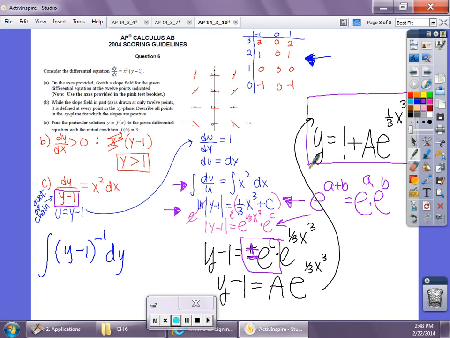Now the last piece that I need to do, which I'll do right above, is to use my initial condition. So my y value is 3, and it told me that my x value is 0, so that would be e to the 0, which is 1, so a is equal to 2. Therefore, I'm going to rewrite my equation as 1 plus 2e to the 1/3 x cubed, and hopefully I didn't make any mistakes. That should be the free response question.